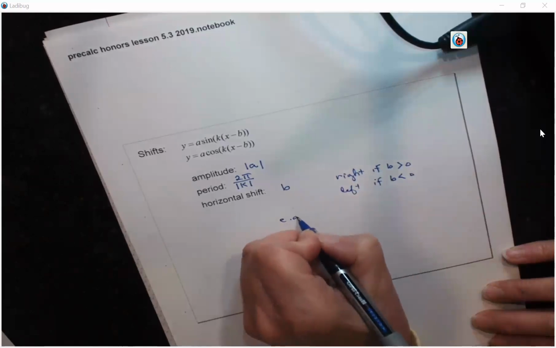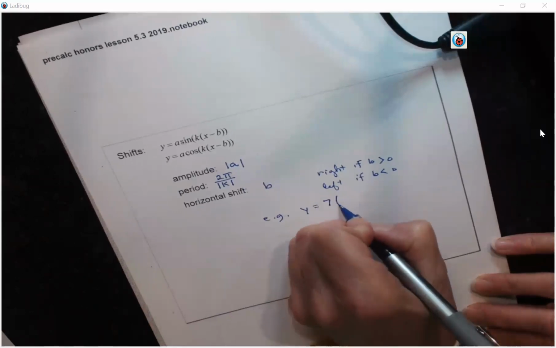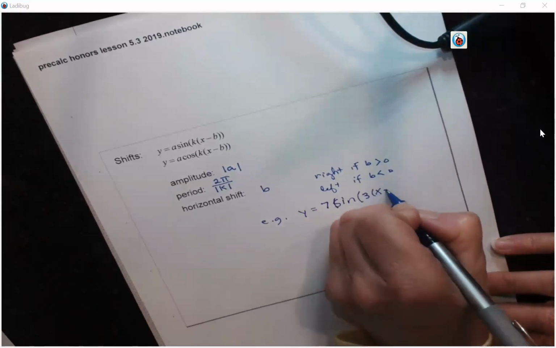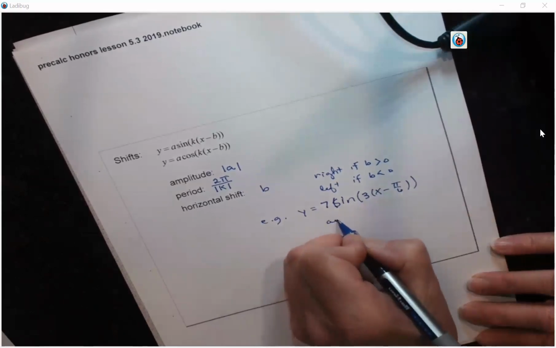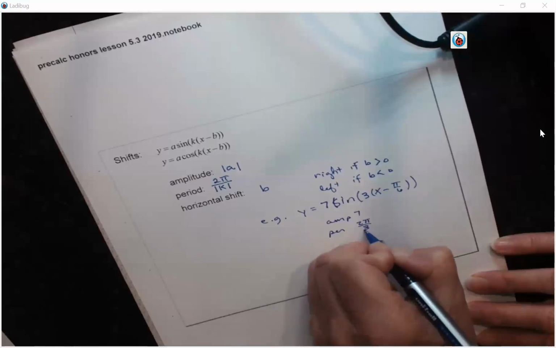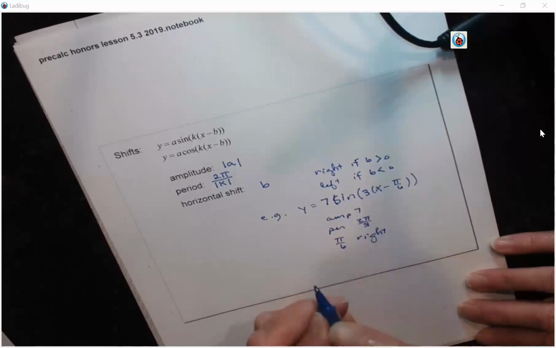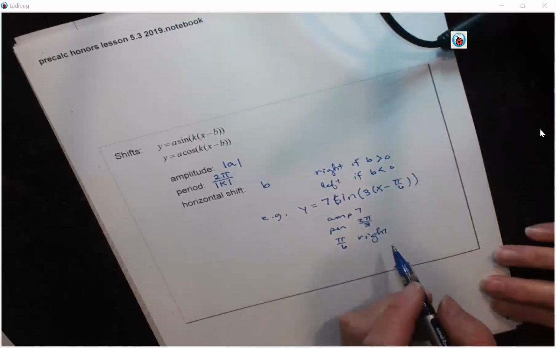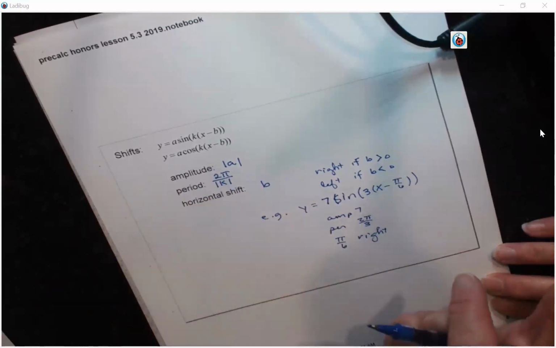For example, if we have y equals 7 times the sine of 3 times x minus pi over 6, this one would have amplitude 7. We would have period 2 pi over 3, and it would be pi over 6 to the right. Okay, we replaced x by x minus pi over 6. So again, that's an example where the b is greater than 0, because remember, it's x minus b. It's x minus positive b, right?